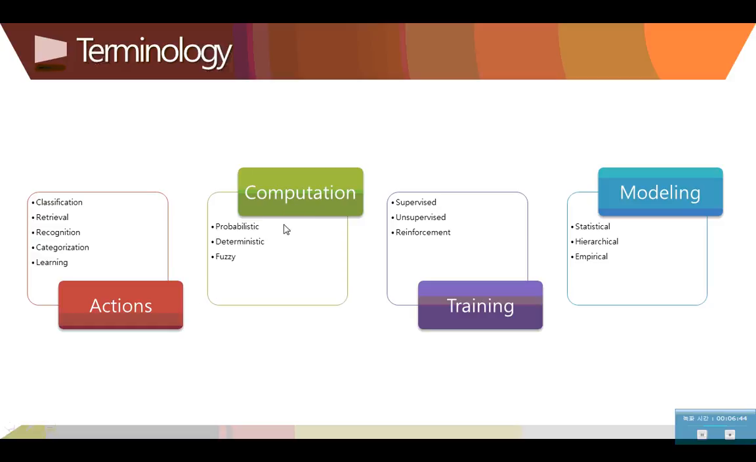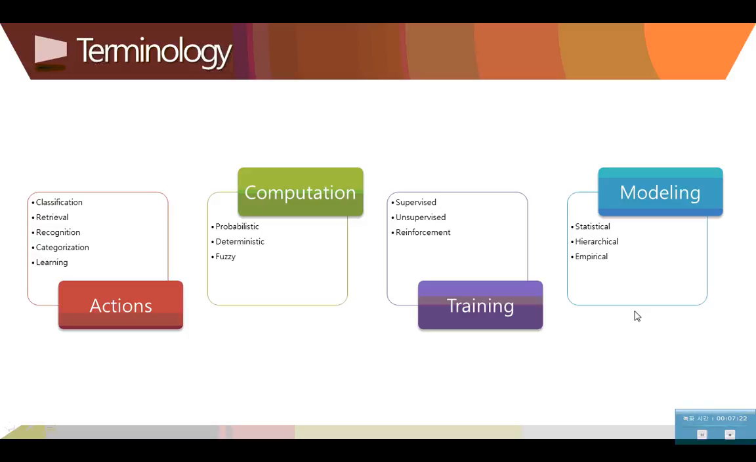When we compute these actions, we can do it probabilistically, so we carry out the probabilities along the way, or we can do it deterministically, which means we determine directly this is Naeem or not Naeem. Or we can do a fuzzy algorithm. This basically uses a score instead of a probability. It's similar to a probability, but it's not normalized, so it's kind of a utility function. Training can be supervised, unsupervised, or reinforcement training. I think you are familiar with it. And in terms of modeling, we will come through it as well.